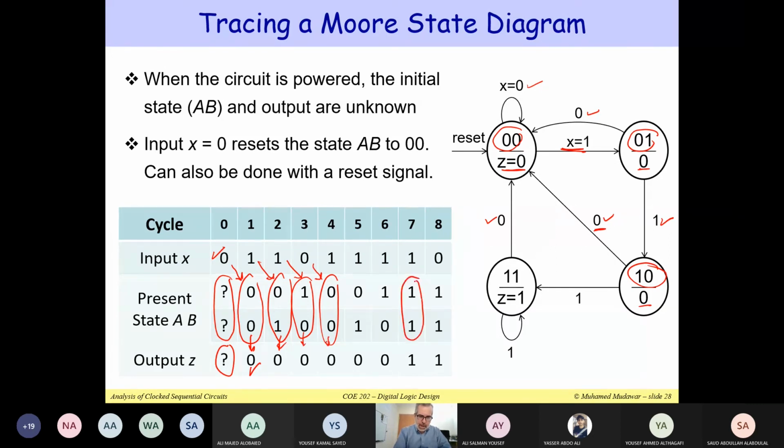If you reach state 1, 1, you reach it if you are in state 1, 0, and the input x is equal to 1. This will take you to state 1, 1. And once you reach state 1, 1, the output will be equal to 1. If you are in state 1, 1, and the input x is equal to 1, this will take you from 1, 1 back to 1, 1. So you remain in the same state, and the output z is still 1. So this is basically how you can trace a Moore state diagram. It's very simple, very easy.